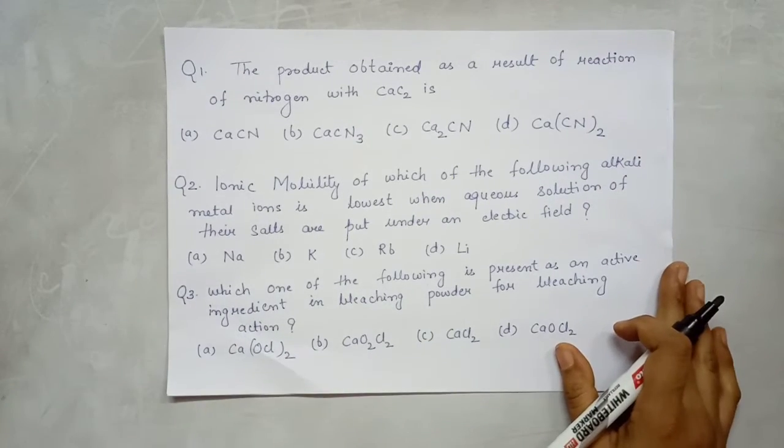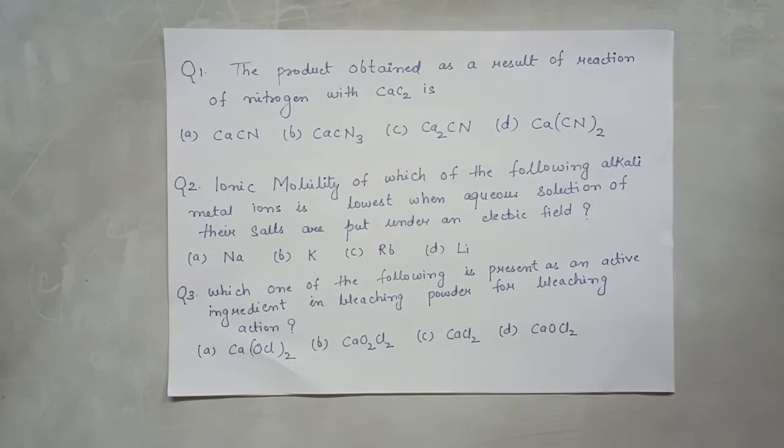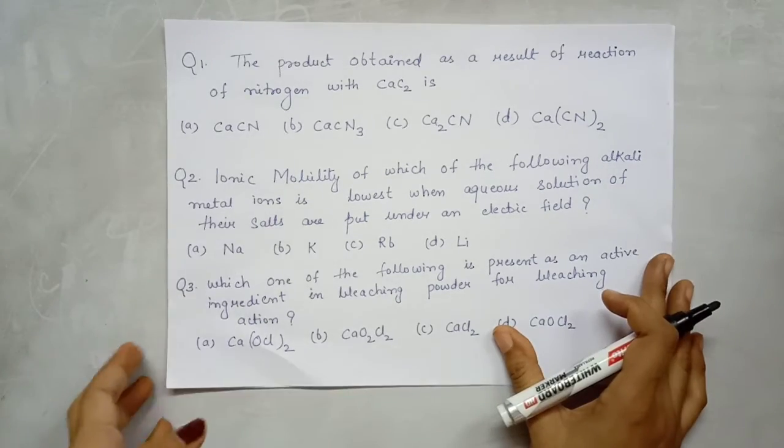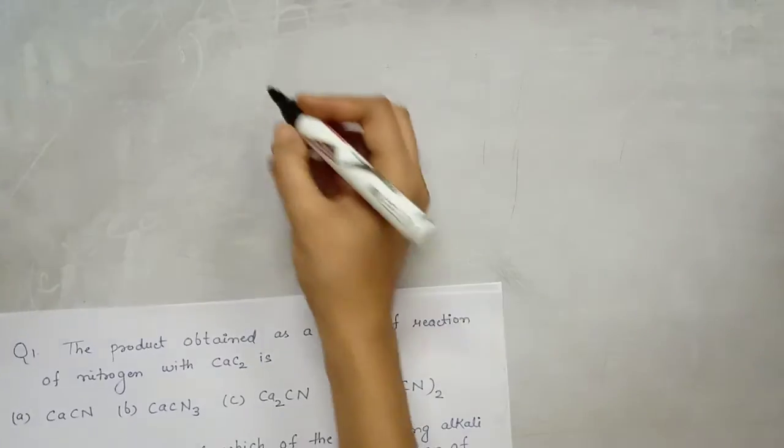Ionic mobility of which of the following alkali metal ions is lowest when aqueous solutions of their salts are put under an electric field. So it's putting more emphasis on ionic mobility. There are four alkali metal ions given to you: sodium, potassium, rubidium and lithium. You have to tell which one is the lowest. First I'll list down the elements given. This is the second question.